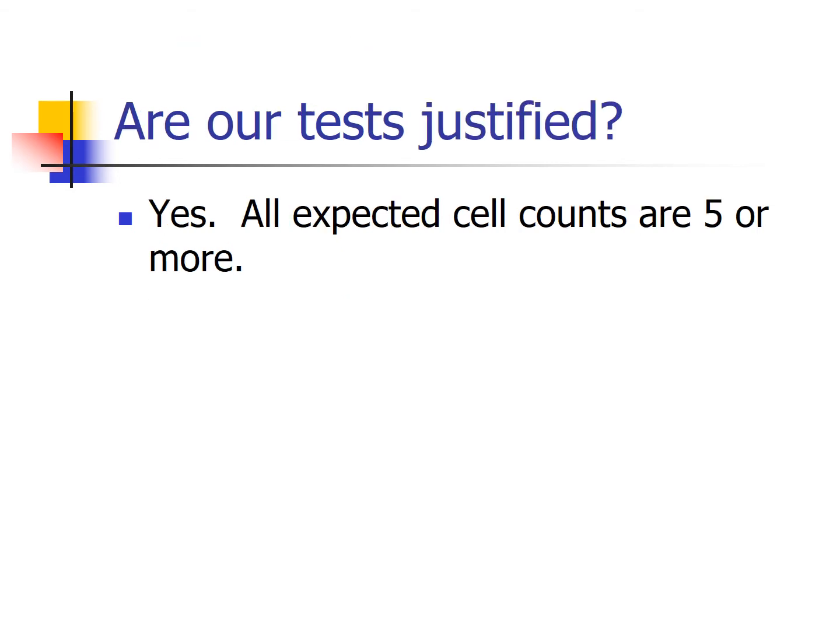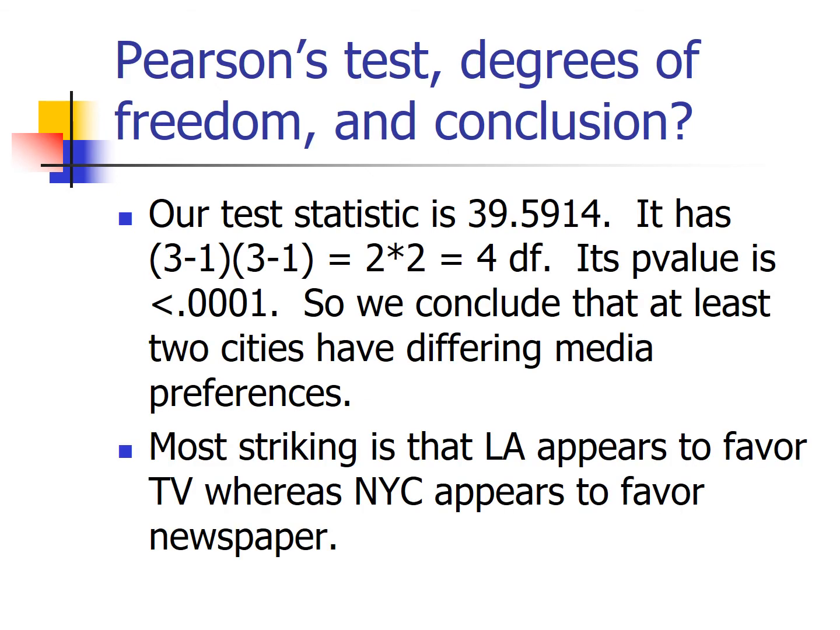Is a Pearson's chi-square test justified? Yes. If you go back to that table, you can look at all the expected cell counts, and all of them are in fact 5 or more. We already talked about this.